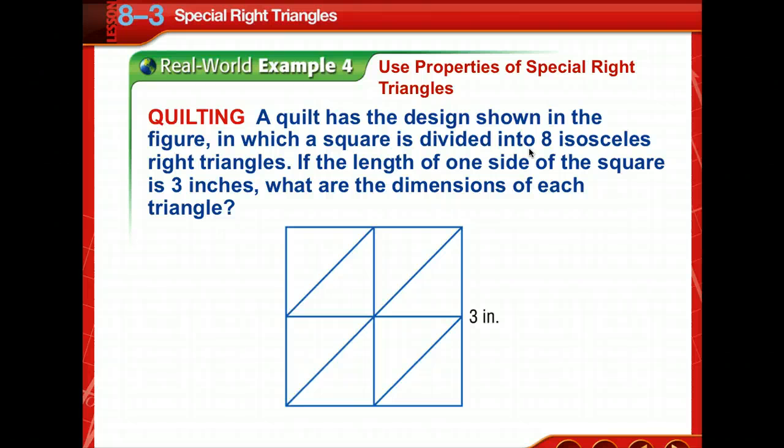Now we're going to use the properties of a 30-60-90 and a 45-45-90 triangle and solve real-world problems. So we have a quilt design, and we have all these squares. It's divided into 8 isosceles right triangles. If the length of one side of this square is 3 inches, what are the dimensions of each triangle? So first of all, if this whole thing is 3 inches, what is the measurement of this one side?